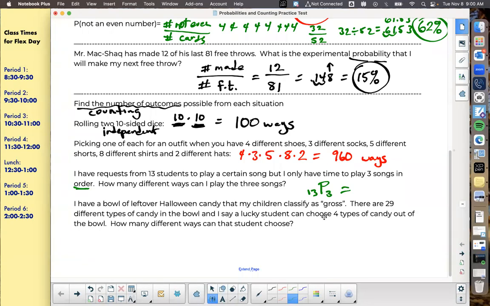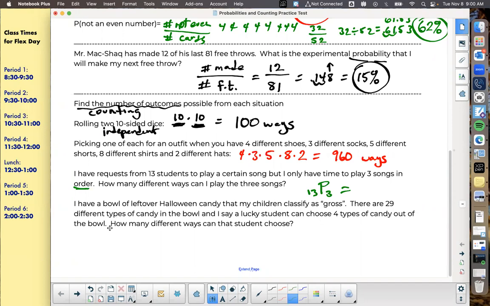I have a bowl of leftover Halloween candy that my children classify as gross. Normally I do, but since I was sick this year, I couldn't do Halloween, so I didn't have leftover candy. There are 29 different types of candy in the bowl, and I say a lucky student can pick 4. How many ways can that student choose?